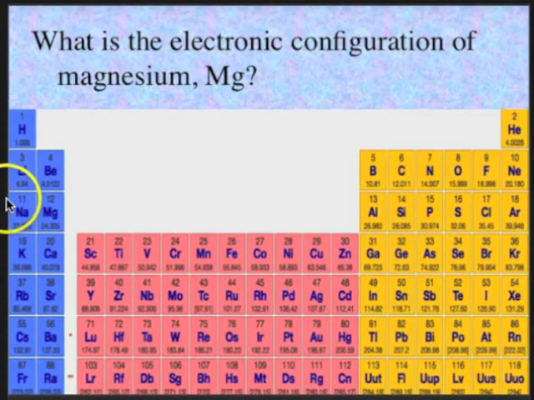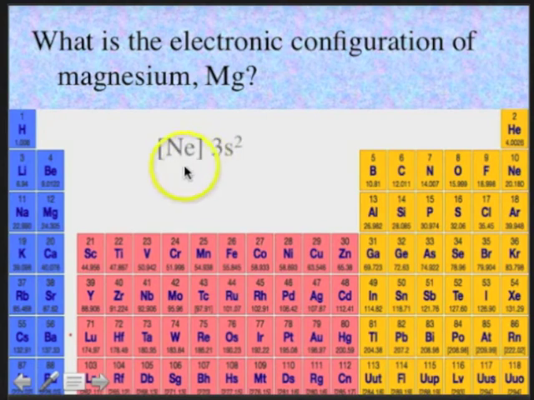The preceding noble gas, or the core of its electronic configuration, is going to be neon. So we have neon 3s2. That's the electronic configuration for magnesium. And of course you could also write this as 1s2, 2s2, 2p6, 3s2.